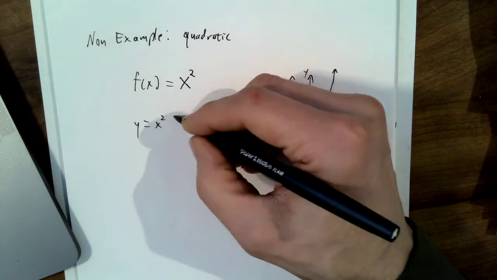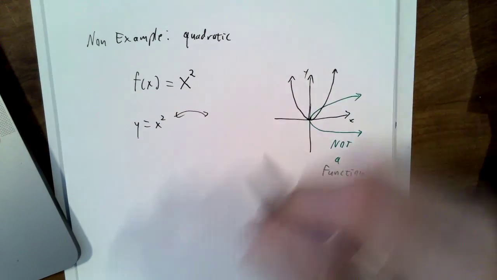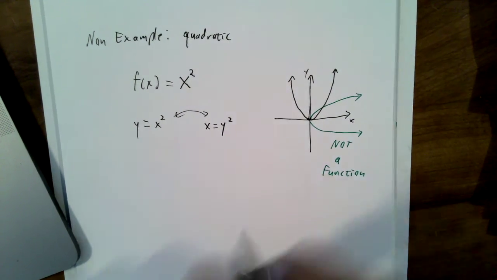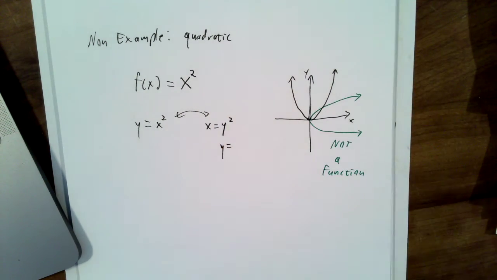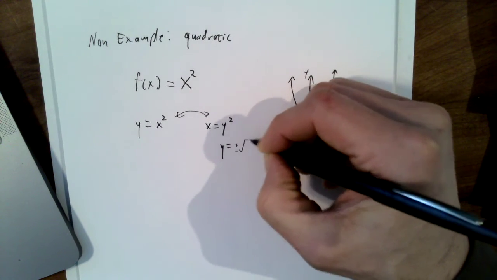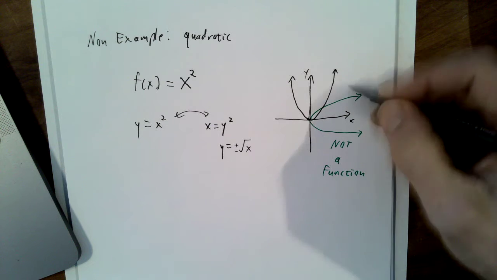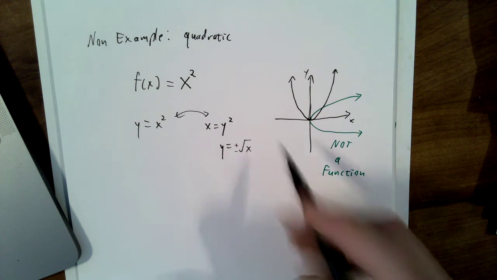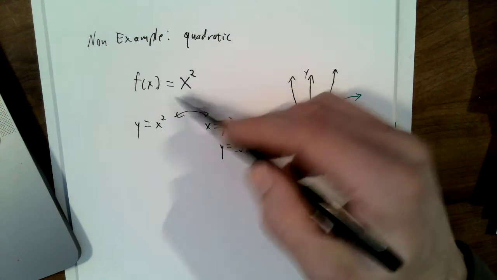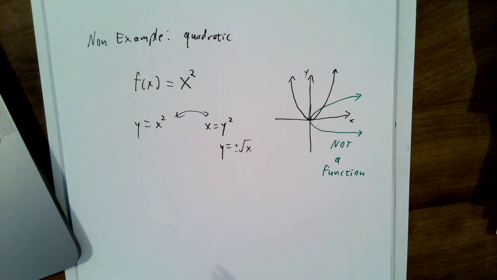If I try to do this symbolically, I can switch the x and y and I get x equals y squared, but when I try to get y by itself, if you're disciplined with your algebra skills, you realize you get plus or minus the square root of x. You get two different things. And so the inverse is really not a function. And that's a problem because this wasn't a one-to-one function. That doesn't work nicely at all.